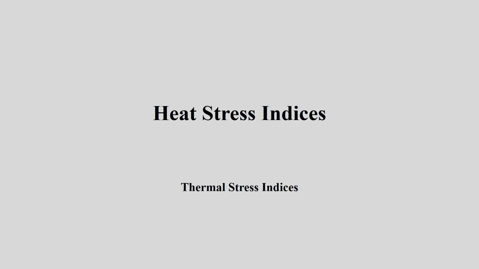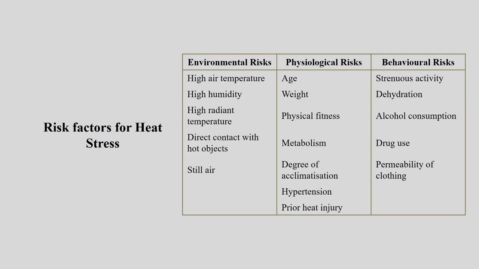Now I won't discuss all the other cold strain indices. I will move forward to a very important heat stress index, the WBGT index. Before I go to that, I would like to mention what the risk factors are for any heat stress. If we look at this chart, I categorized them into environmental risk, physiological risk and behavioral risk. Environmental risks are high air temperature, high humidity, high radiant temperature, direct contact with any kind of hot object, and still air.